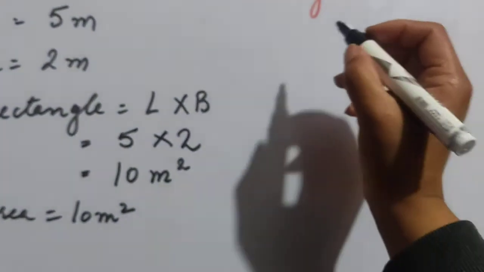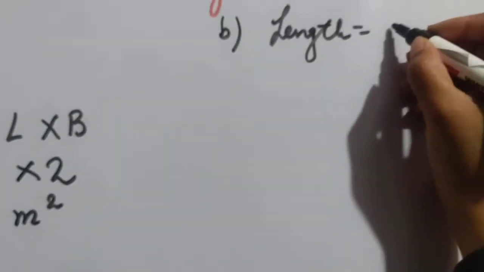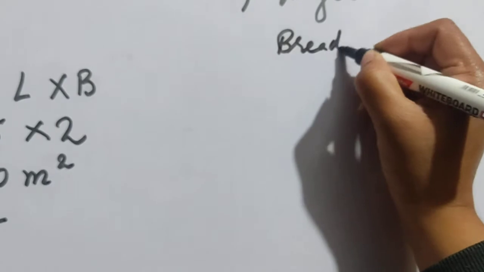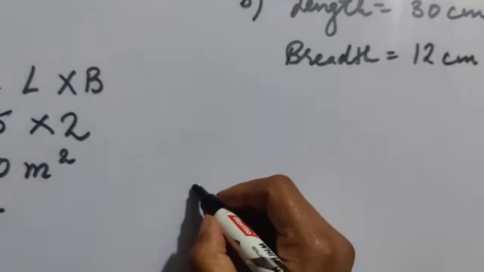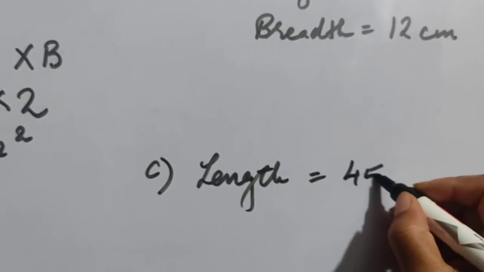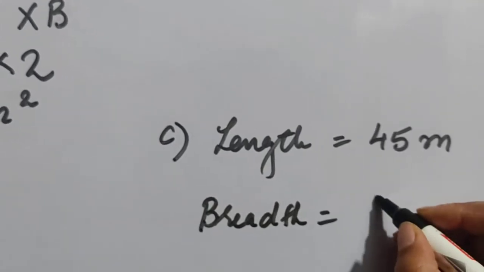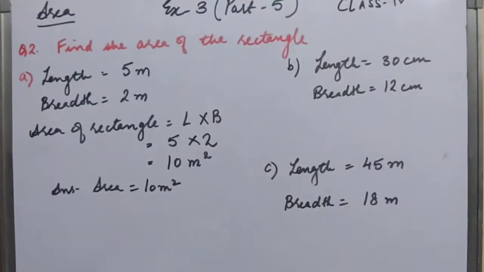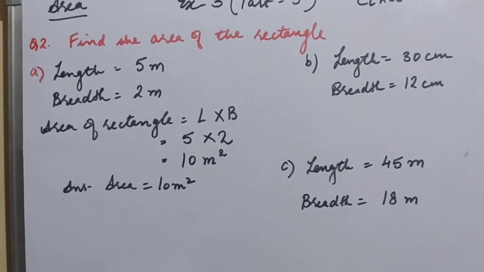Got it? So the B part, length is equal to 30 centimeter, breadth is equal to 12 centimeter. You will do this one yourself. C part again, length 45 meter and breadth 18 meter. So B and C part, you are going to do it yourself. Got it? Do it yourself.